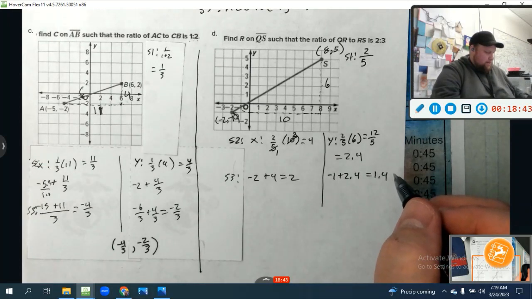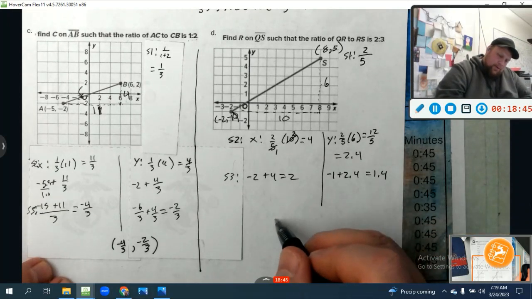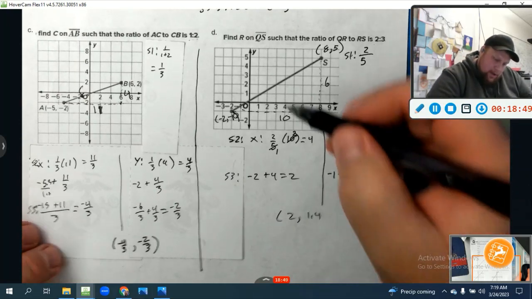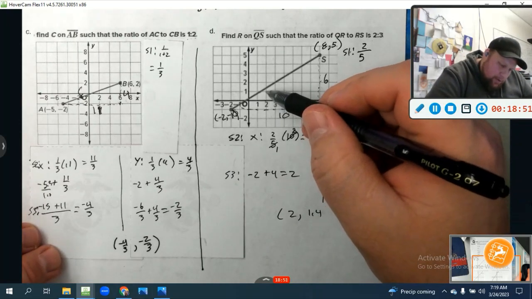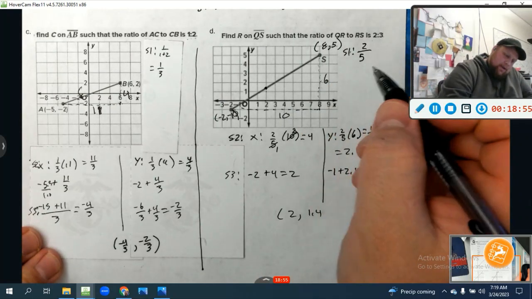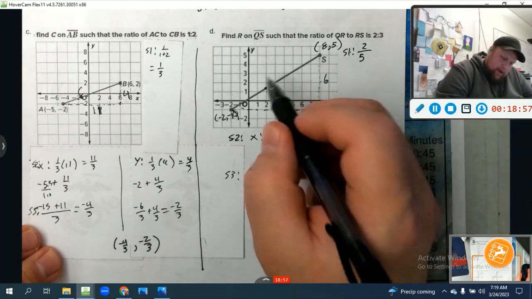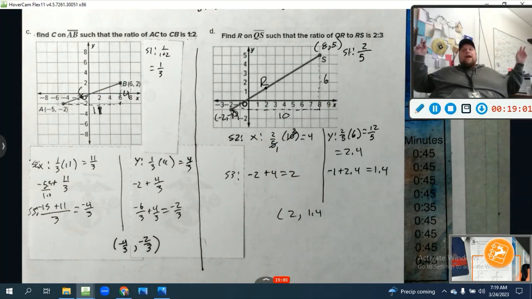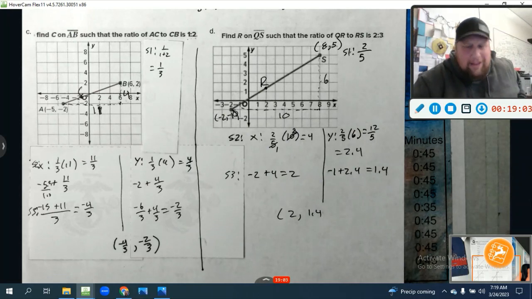Boom. Look at that. So what is my resulting coordinate? It is going to be 2, 1.4. And let's look at that. If we go to 2, we go up to 1 about 0.4. Boom. Right there. That's going to be our new, what is that? Find R. Boom. That's it. With that said, kick that fractional distance on a coordinate plane and peace out.